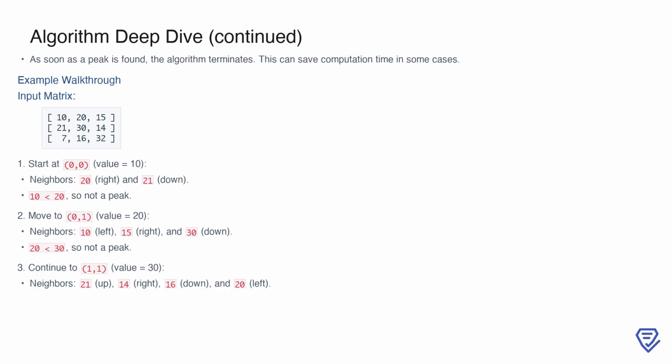Next, we examine the cell at 1, 1, which has a value of 30. Its neighbors are 21, 14, 16, and 20. Since 30 is greater than all of these, it satisfies the peak condition. Therefore, we conclude that 1, 1 is a peak, and the algorithm returns this position immediately.